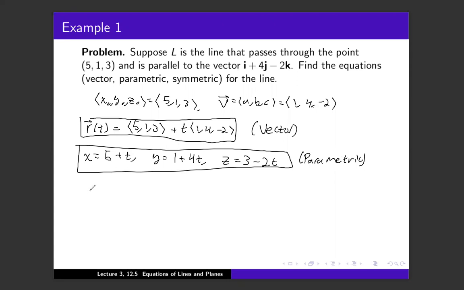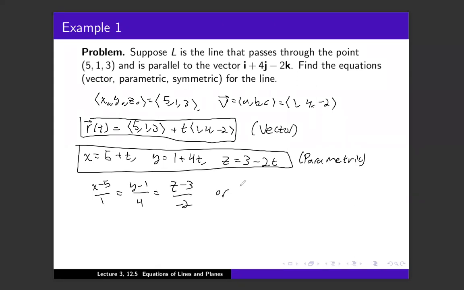And finally, we have the symmetric equations. Symmetric equations in this case are going to be x minus 5, x minus x naught. Now, if you want, you can write this over 1. You don't have to do that because it's just 1. That's y minus 1 over 4. And that's equal to z minus 3 over negative 2.